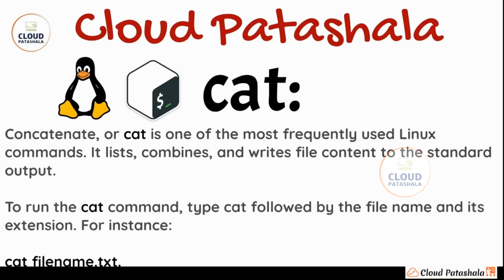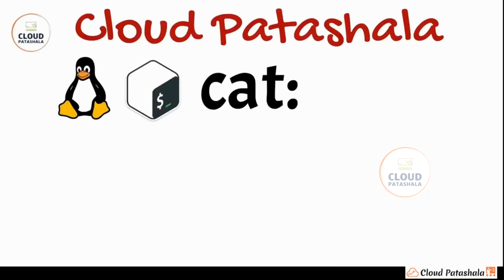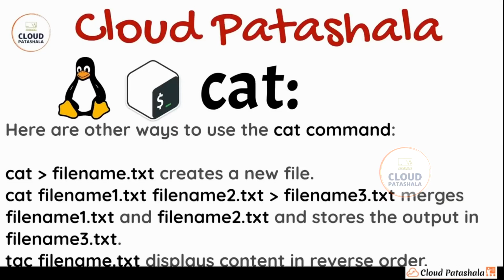Now, this is the most important command that you would definitely be using on multiple occasions in your Linux journey. Some other ways in which you can use the cat command is cat, and you could create a file, that is by giving an arrow and saying filename.txt. This would actually create a file.